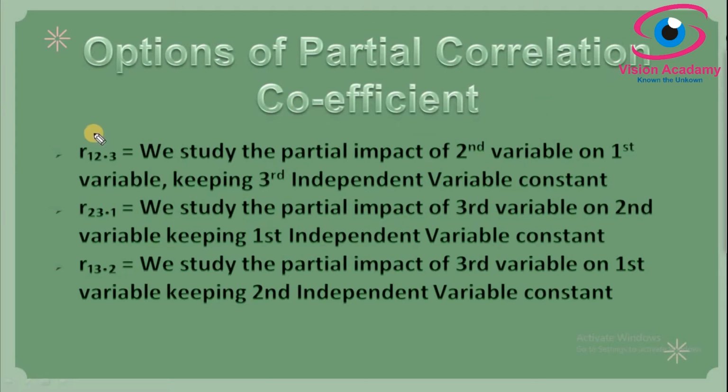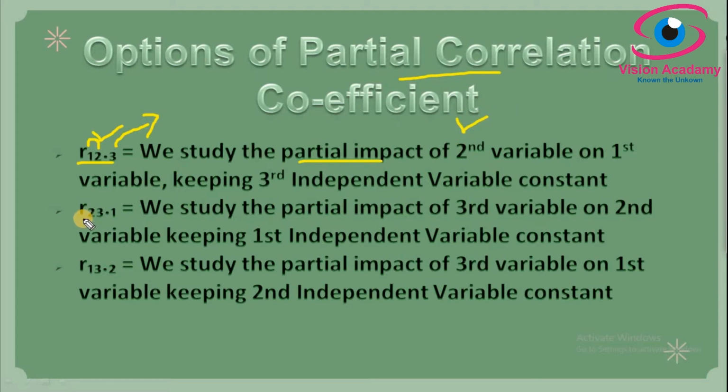Before that, we note that we have 3 options. Even in the case of partial correlation, we have 3 options, as in the case of the multiple correlation coefficient. So here, one option is R12.3, where we will study the impact of the second variable on the first variable. Here the second variable is the independent variable, the first variable is the dependent variable, and keeping the third independent variable constant, we will see the partial impact of the second variable only on the first variable.